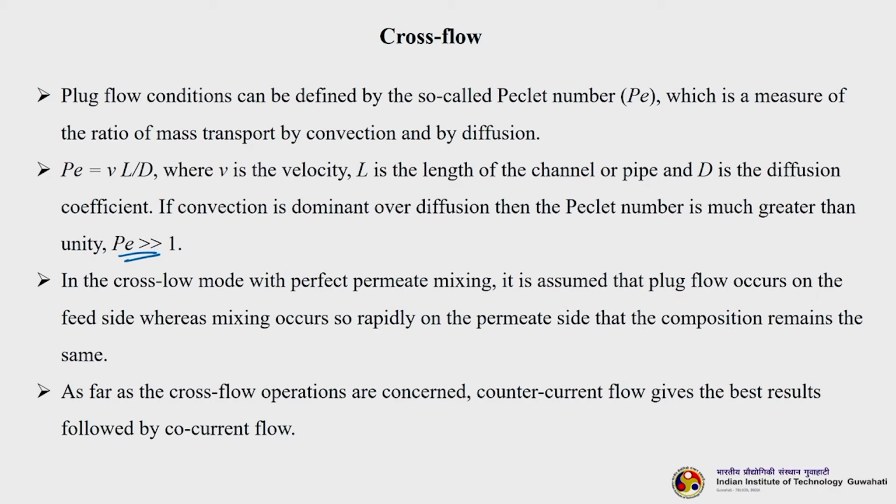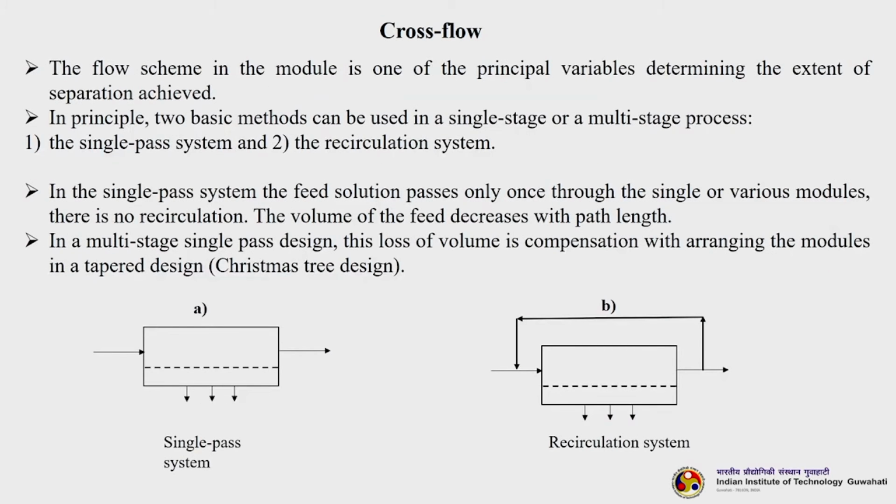So, in the cross flow mode with perfect mixing, it is assumed that plug flow occurs on the feed side, whereas mixing occurs so rapidly on the permeate side that the composition remains the same. As far as cross flow operations are concerned, counter current flow gives the best results, followed by co-current flow. These things we have discussed in one of our classes: different modes of operation, counter flow, cross flow, perfectly mixed, permeate mixing and complete mix, and all these things, right.